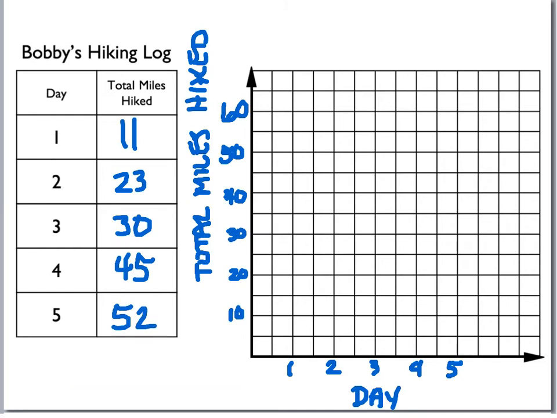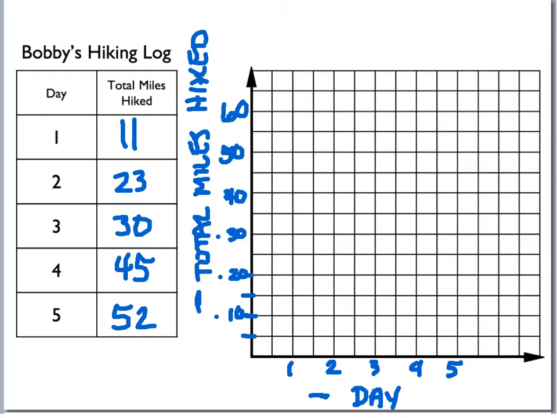Alright, so over here we have the day, 1, 2, 3, 4, 5, and then I went ahead and put the y-axis as the total miles hiked. You'll notice that I'm going up in increments. My labels are by 10, but if you look at the increments, you'll notice that those are by what? Right, by 5. So let's go ahead and see if we can plot this data.